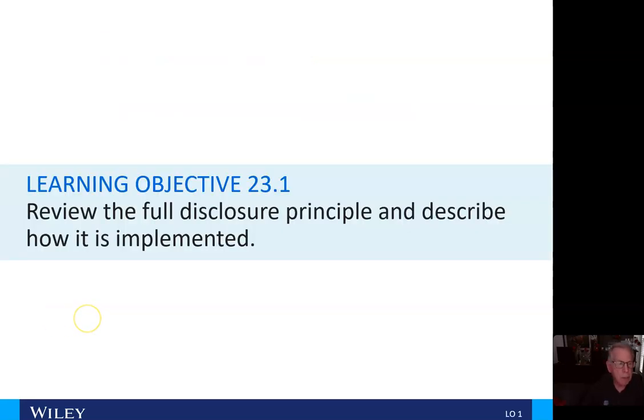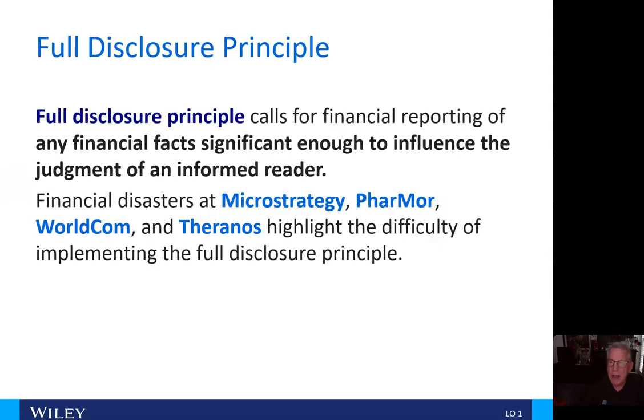All right, let's get into the meat of the chapter. Here, we're going to review the full disclosure principle and describe how it is implemented. The full disclosure principle calls for financial reporting of any financial facts significant enough to influence the judgment of an informed reader. Some of the financial disasters at MicroStrategy, Farmore, WorldCom, and Theranos highlight the difficulty of implementing this full disclosure principle.